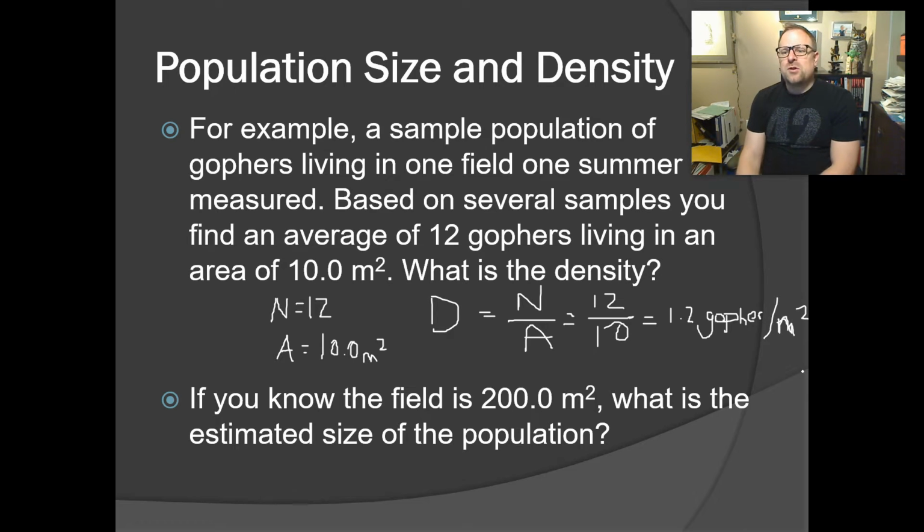If we knew the field was 200 meters squared in size, all we would do is take our density per meter squared and multiply it by the number of meters squared. So we'd end up with 1.2 times 200. It's early in the morning right now, but it's about 240 individuals is what we'd end up with in that field. Pardon my really crappy mouse writing. So does that kind of make sense? That's how we calculate and work with density.